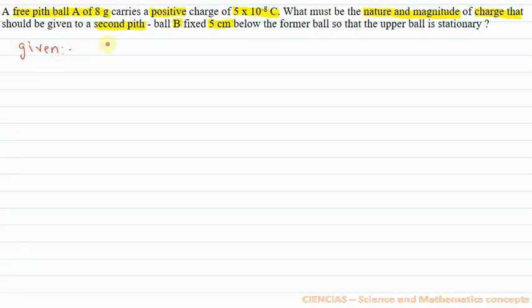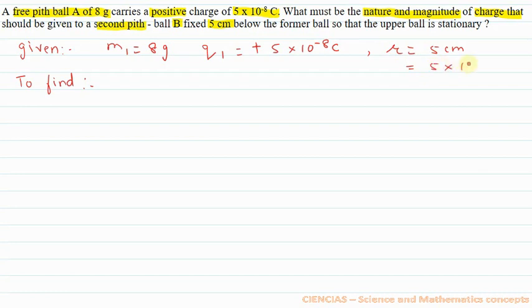given: mass of ball A, m1, is 8 gram and charge on ball 1 is positive, plus 5 into 10 to the power minus 8 coulomb. We also are given the distance between the two balls, which is 5 centimeter, equal to 5 into 10 to the power minus 2 meter. We have to find Q2.